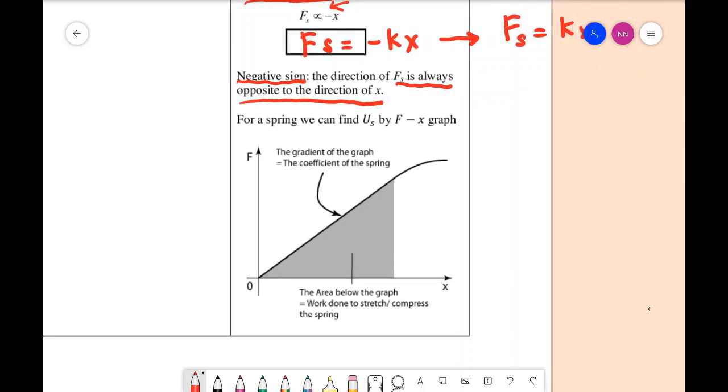So this is the graph of force against displacement x, like we discussed earlier. The area under the graph is equal to work done.